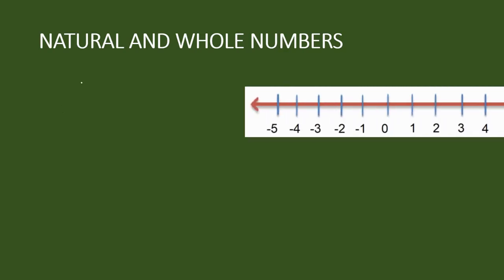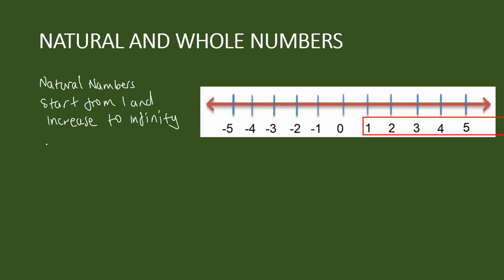In this lesson, you will learn about natural and whole numbers. The natural numbers start from 1 and increase to infinity. The symbol for natural numbers is N. So we say N is equal to 1, 2, 3. It goes on like that. It goes to infinity. Right?